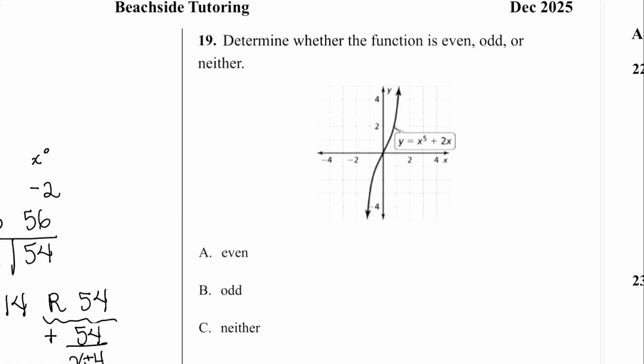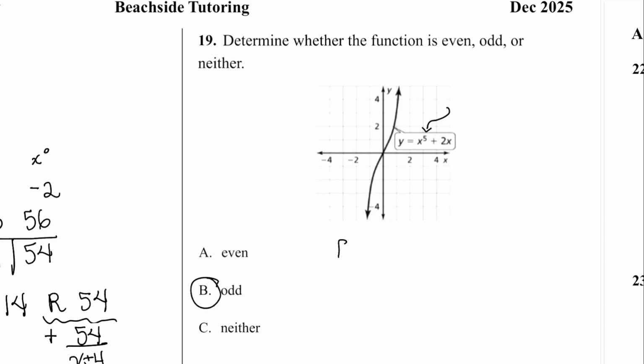Determine whether the function is even, odd, or neither. So in order to figure this out, we can look at the coefficient and the exponent, and we can see that this exponent is odd. Okay, so our answer is actually going to be B.